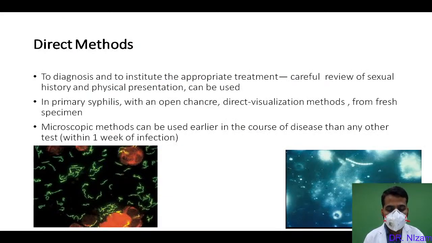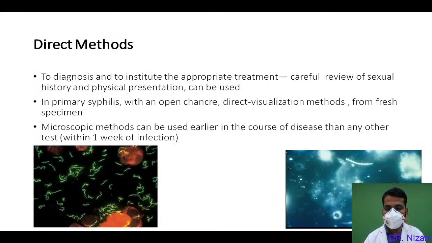In direct testing, to diagnose and to guide appropriate treatment, careful review of sexual history and physical presentation can be used, that is, the chief complaints of the patient. In primary syphilis with an open chancre, direct visualization from the fresh specimen is used. Microscopic methods can be used earlier in the course of the disease than any other test, like within 1 week of infection.